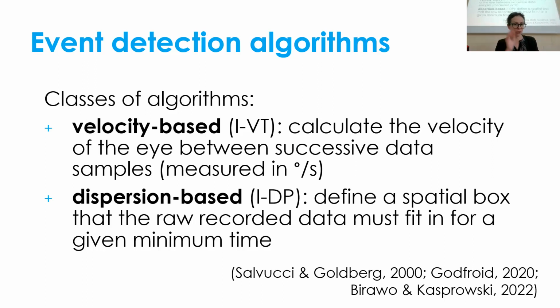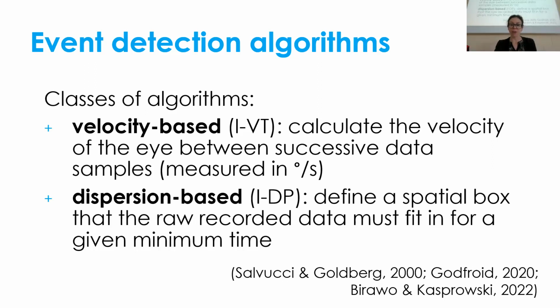So basically, velocity-based algorithms calculate saccades and then treat everything else as a fixation, whereas dispersion-based algorithms do exactly the opposite. They identify fixations, and then whatever isn't a fixation is treated as a saccade. I will just say the velocity-based algorithms are the most widespread today. So all your iLinks, SMIs, and Tobii eye trackers will use this type.